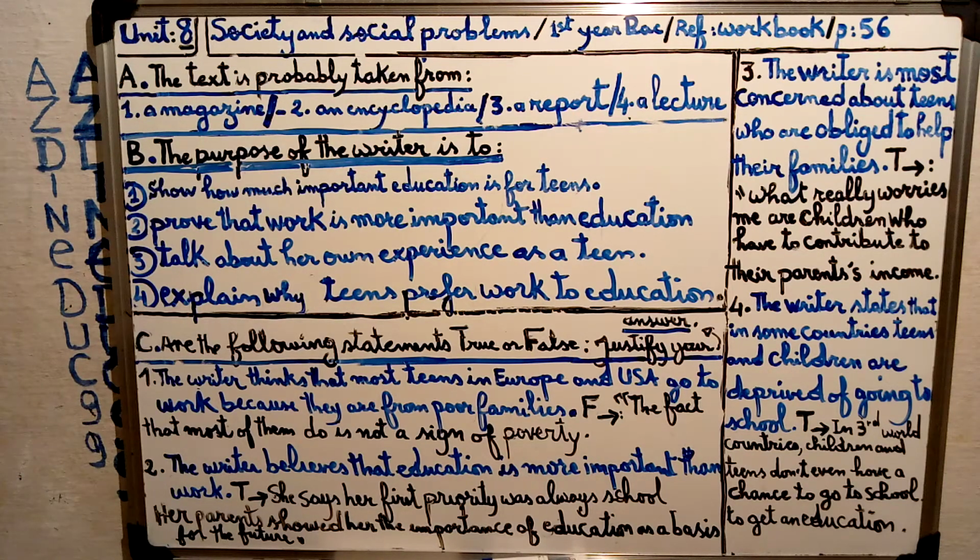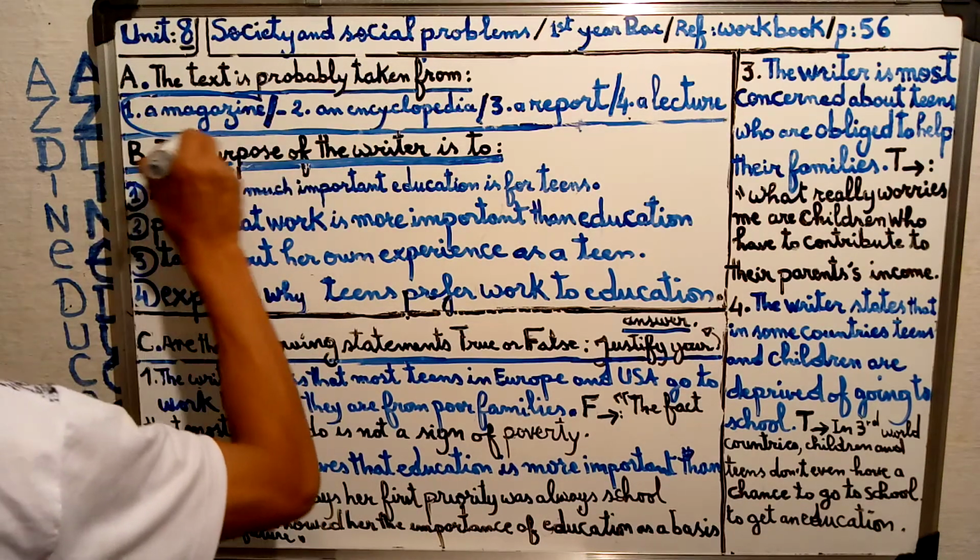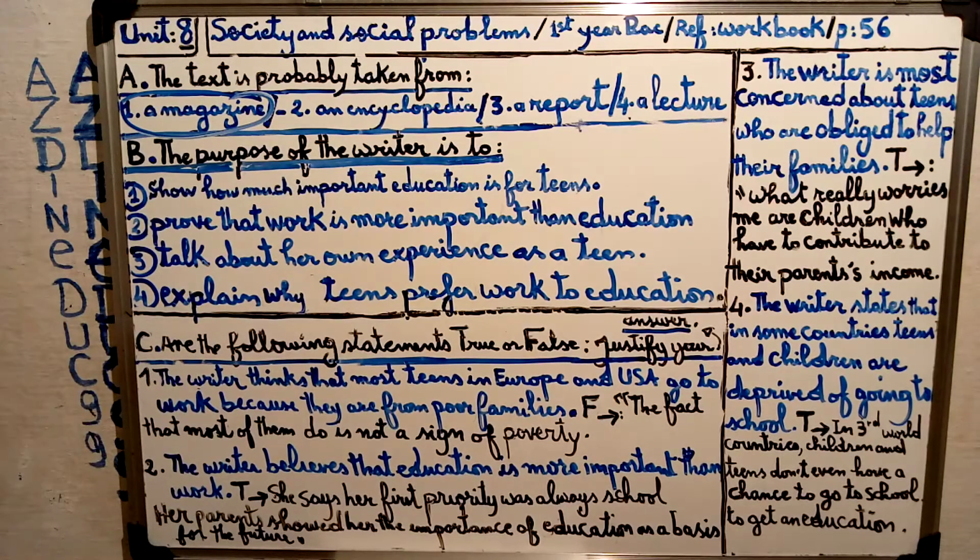The text is taken from: number one, a magazine; number two, an encyclopedia; number three, a report; and number four, a lecture. So this is a multiple choice, but I give you the answer. The answer is number one. It's clear from the picture, because magazines include pictures to emphasize the general idea that the writer wants to convey.